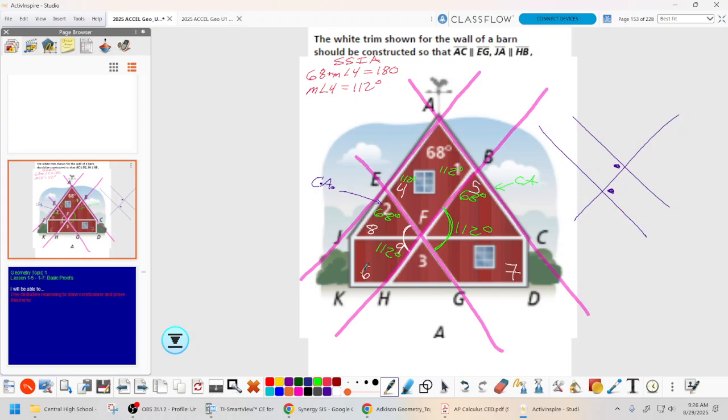Same with 7. Do we have any known special angle relationships that we can prove it with? Probably not. How about 8? Can we get 8?